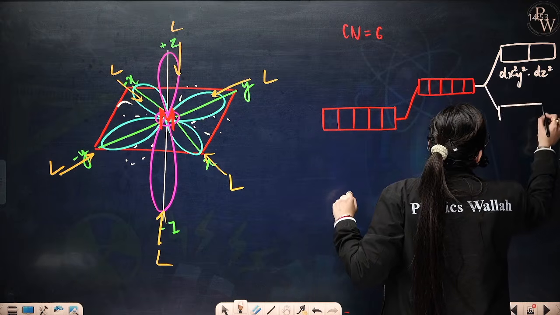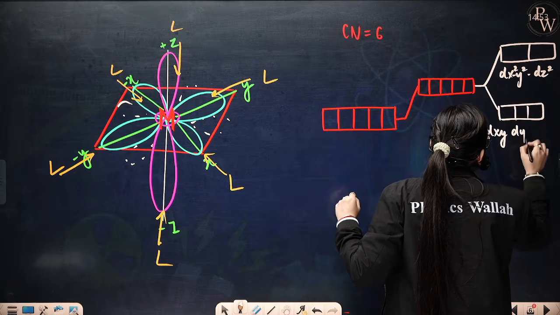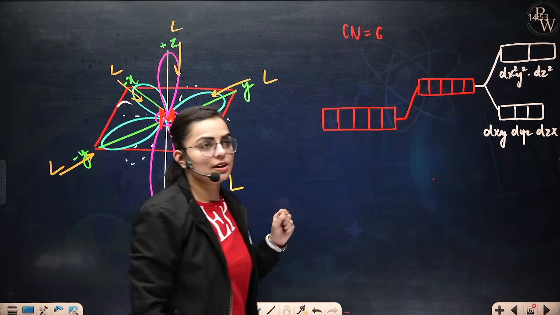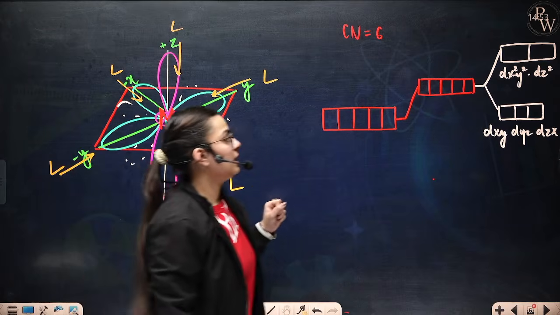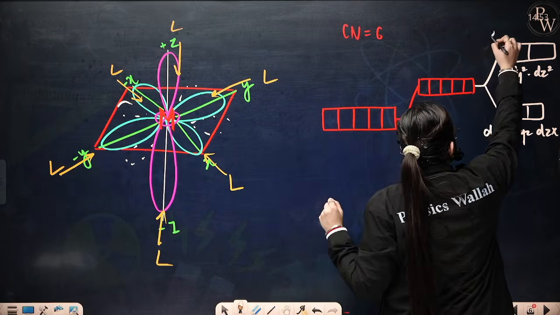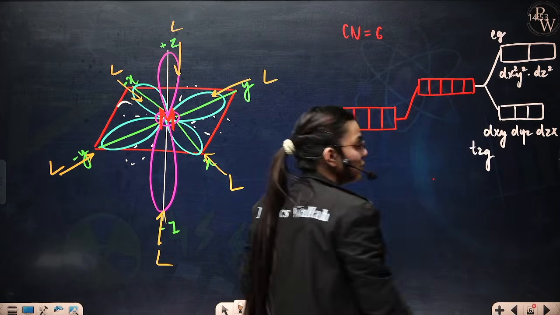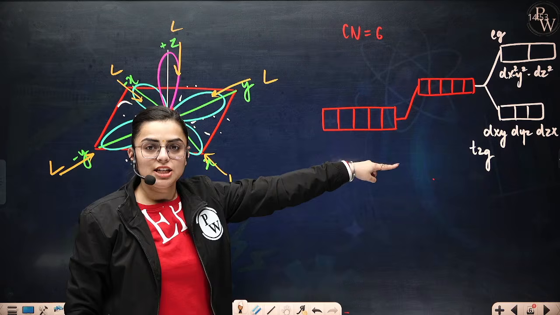While the other three, dxy, dyz and dzx, will acquire low energy. Is it clear? Okay. Now these are referred to as Eg orbitals. These are referred to as T2g orbitals. Are you getting my point? They are referred to as Eg orbitals. They are referred to as T2g orbitals.